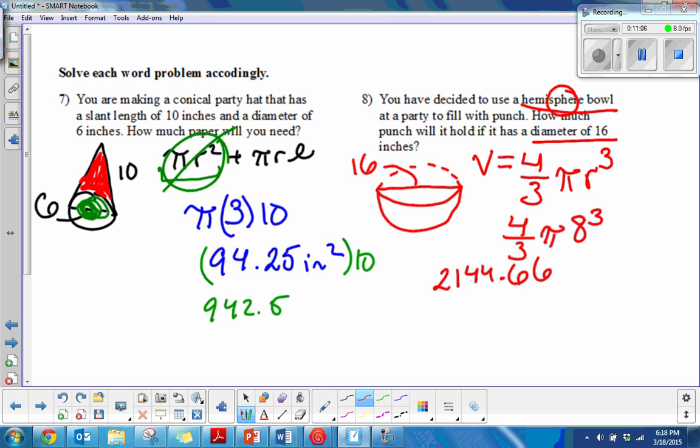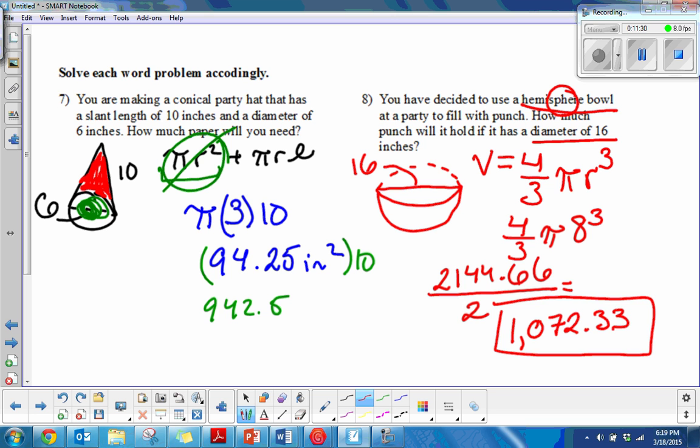Now, what that does is actually finds the volume of an entire sphere. A hemisphere, like is pictured, is cut in half. So we want to actually divide this number by 2. So just take that 2,144.66, divide by 2, and you'll get your actual answer, which is 1,072.33. And that's your final answer.